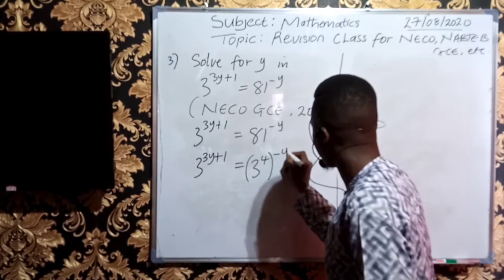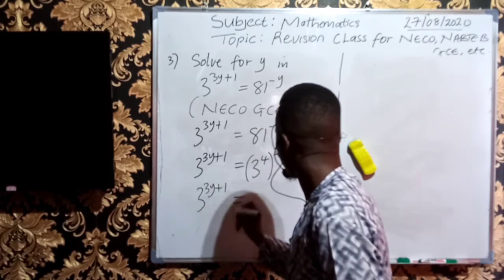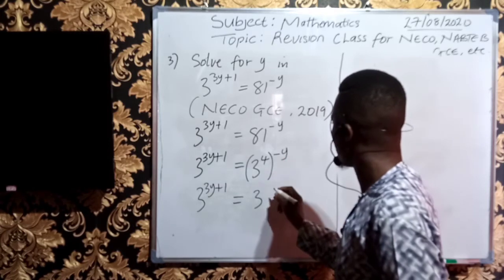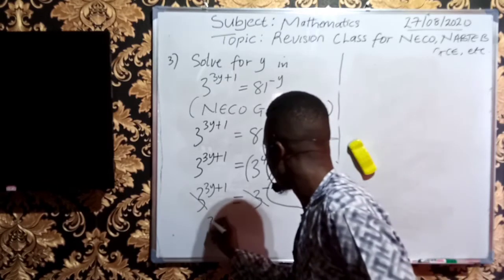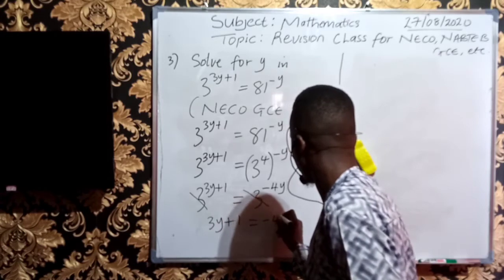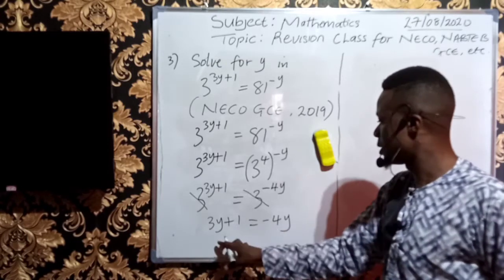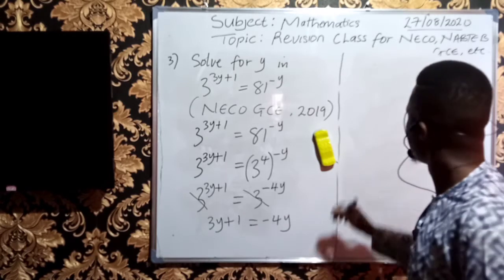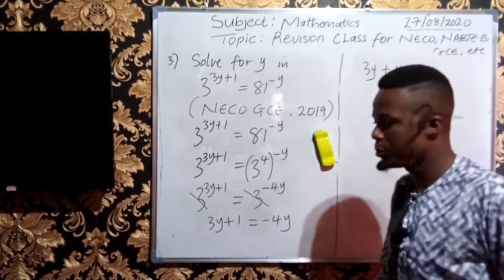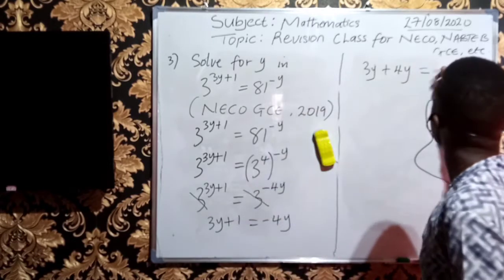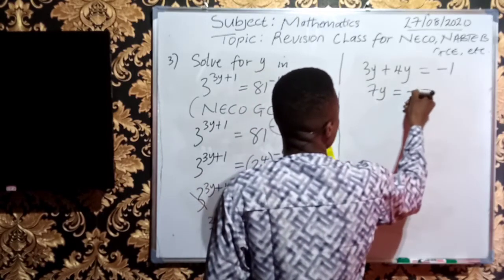Then raised to power of minus y. So this is now 3 power of 3y plus 1 equals 3 power of 4 times minus y, which will give us minus 4y. So that 3 can cancel out 3. We shall have that 3y plus 1 equals minus 4y. Now to get the answer finally, let me move this negative 4y to this side and move the 1 to the right hand side. So we shall write that 3y plus 4y, it is negative here, coming here it turns to positive, equals plus 1 moving over is now negative 1. So that 3y plus 4y is 7y equals minus 1.